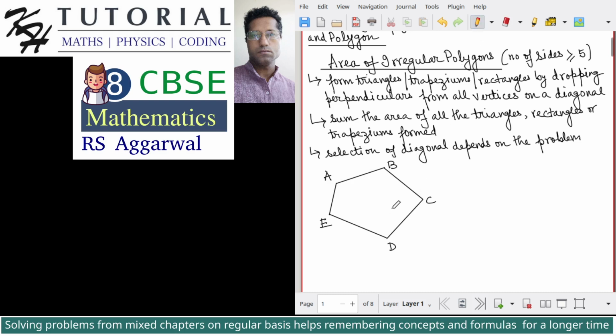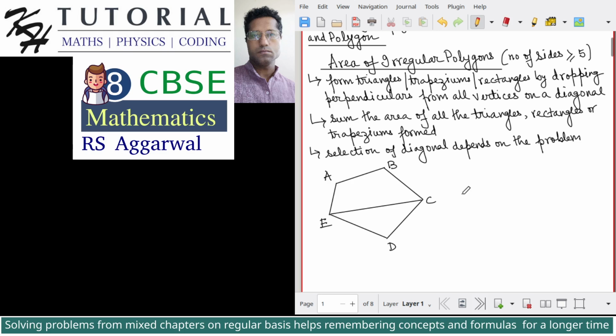How do we find the area of this polygon, that is, the pentagon? Since there are many diagonals, we can use any one diagonal. Let's say I'm using the diagonal EC. This diagonal EC has divided the pentagon into the quadrilateral ABCE and the triangle ECD.